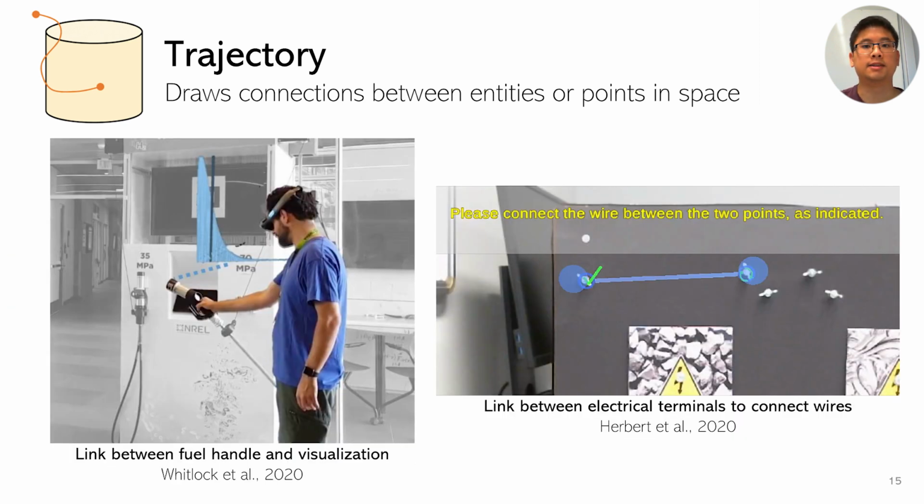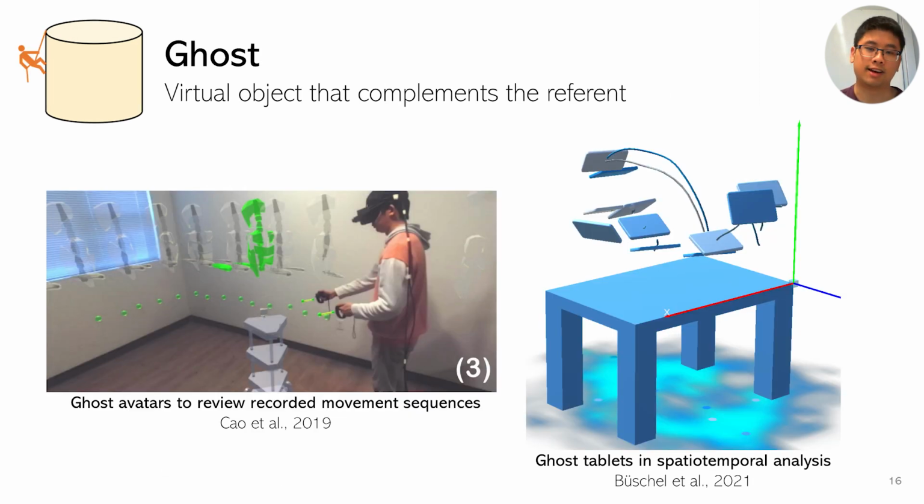They can also make explicit connections between a referent and its accompanying visualization, such as the amount of pressure in a fuel nozzle. Trajectories can also connect two physical referents together, such as to indicate which terminals to connect a wire between. Ghosts are 3D graphics that resemble actual objects.